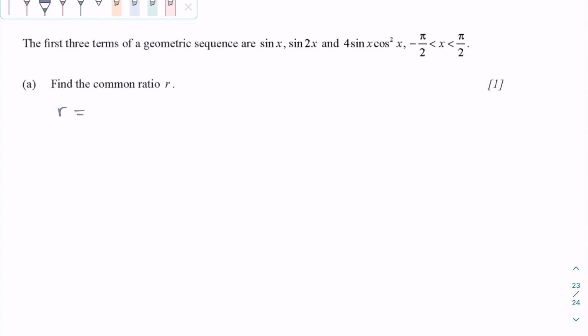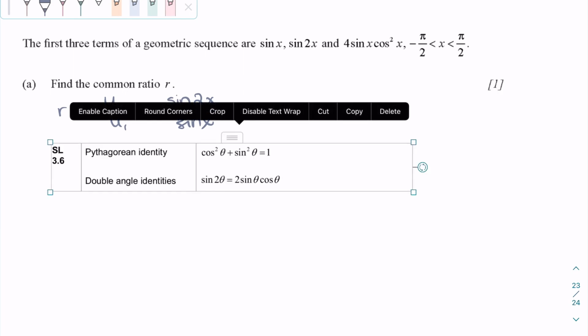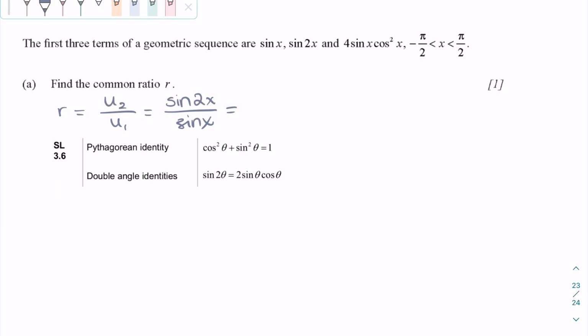We know that the common ratio can be written as one term over the previous term. So in this case, we can take the second term, sine 2x, and divide it by the first term, which is sine x. We can simplify this a little bit more by simplifying the numerator using the double angle identity from the formula booklet. So we rewrite it as 2 sine x cosine x over sine x. And the final answer we get is 2 cosine x.